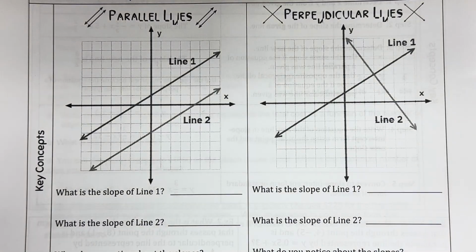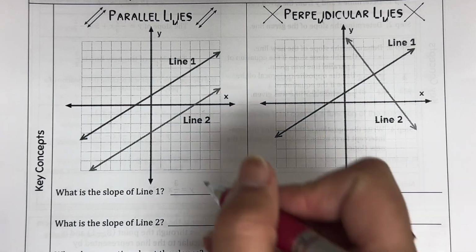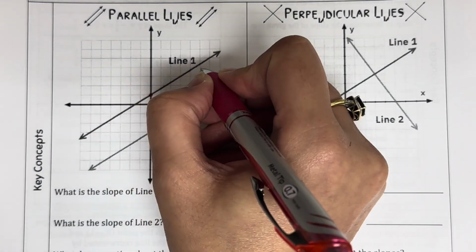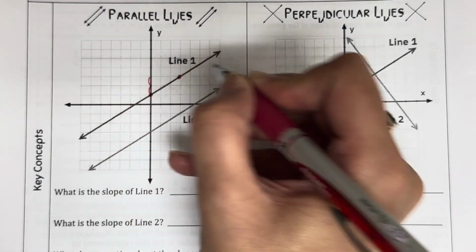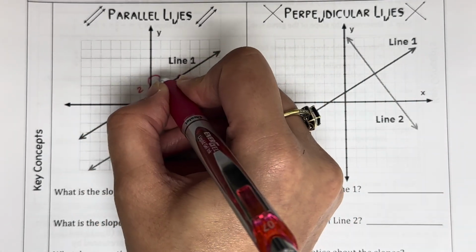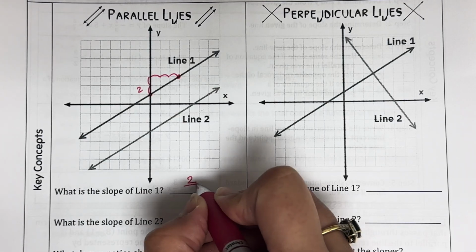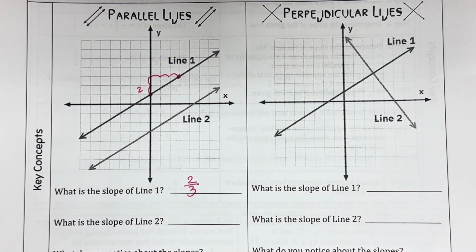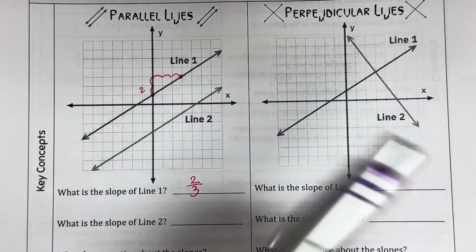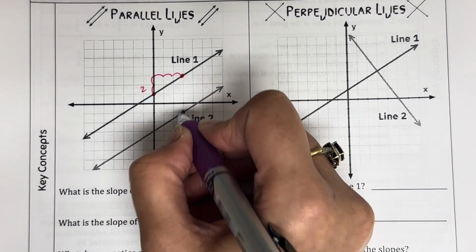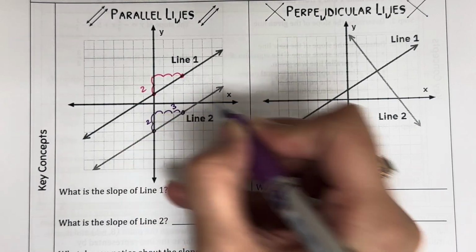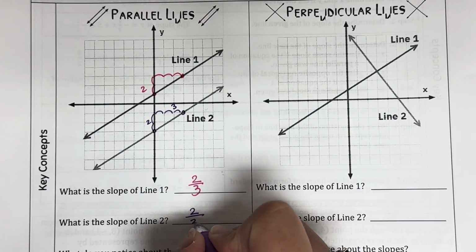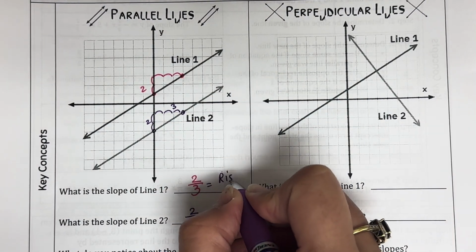What is the slope of the line? For the first one, I'm going to use rise over run in order to find my slope. So first point and second point, the rise is 2, the run is 1, 2, and 3. So the slope is 2/3. I'm going to do the same for line 2. Find two points, the rise is 1, 2, and the run is 1, 2, 3. So it is again 2/3 for the rise over run.